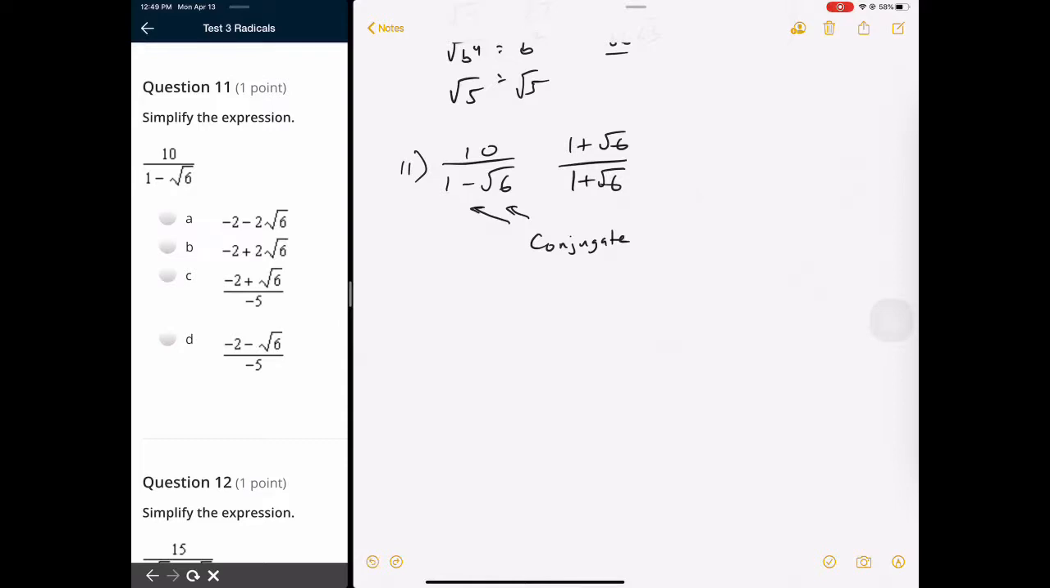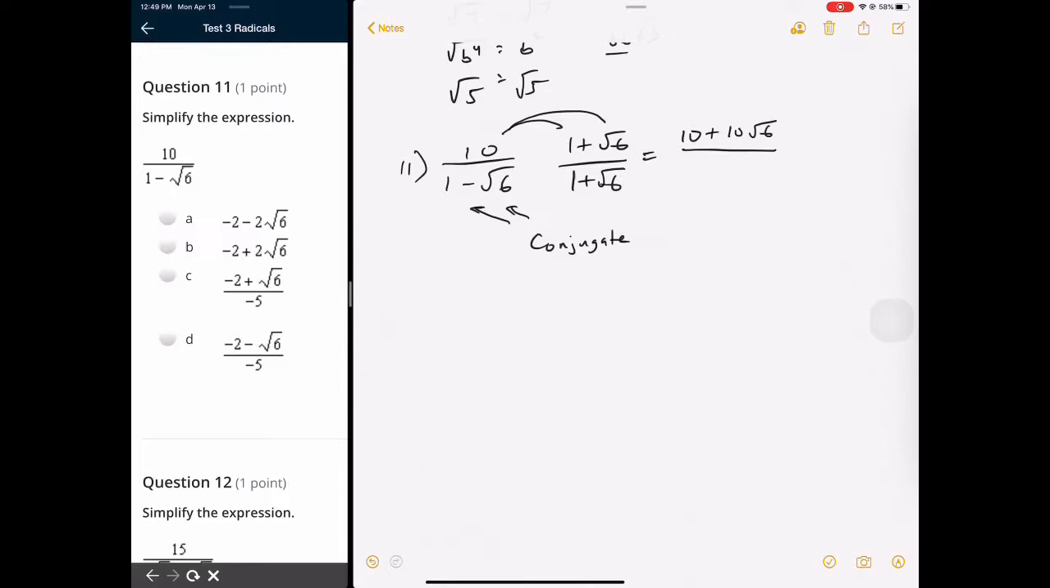So the negative became a positive. And if this was positive, this would become negative. And you multiply it to the top and bottom. So we go ahead and practice the skill. We multiply: 10 times 1 is 10, and 10 times square root of 6 is 10 square root of 6, that's on top. On the bottom, we take our time.